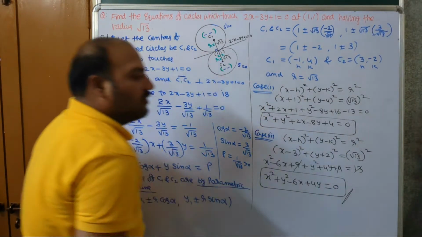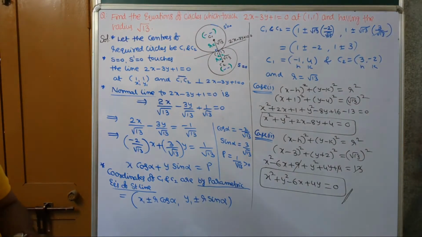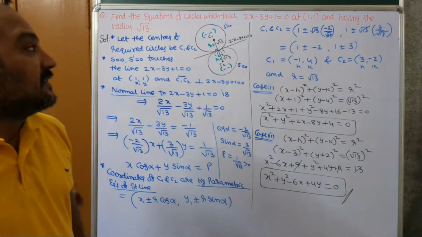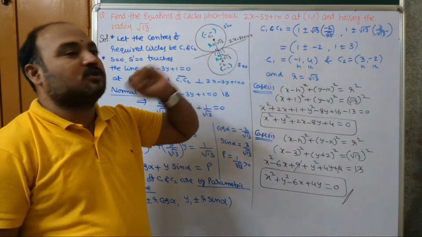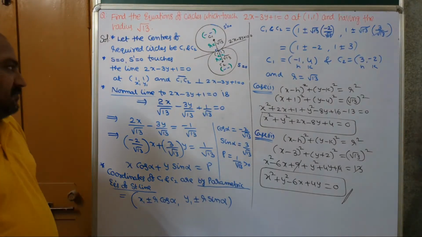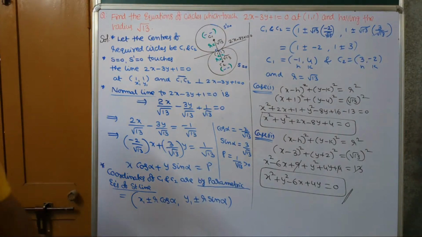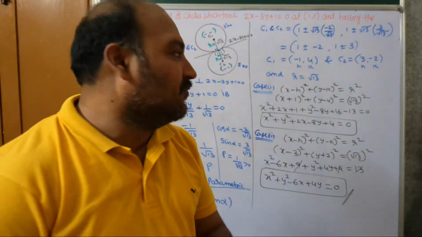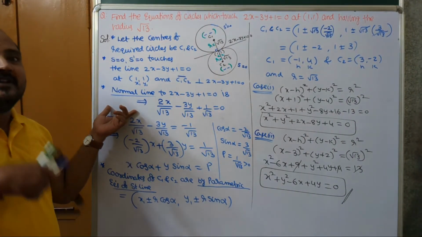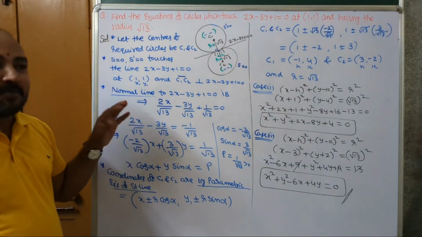So these are the required equations of the circles touching the line 2x minus 3y plus 1 equal to 0 with radii r equal to root 13 for both the circles. I hope you understand, dear students. This is a different way I have gone through, because in the previous videos I approached a different method.